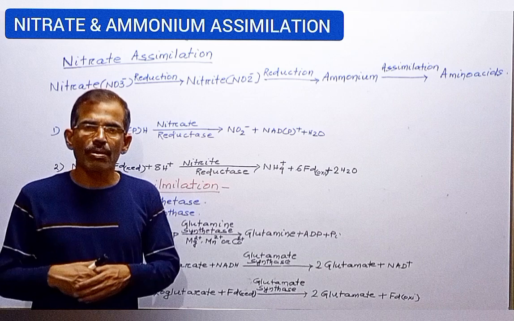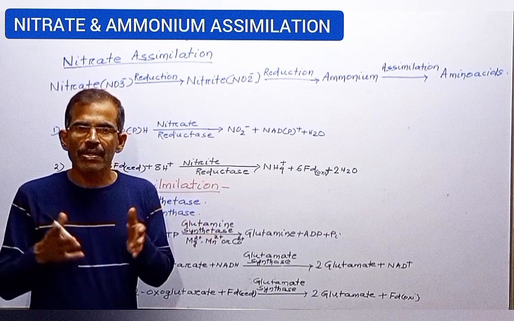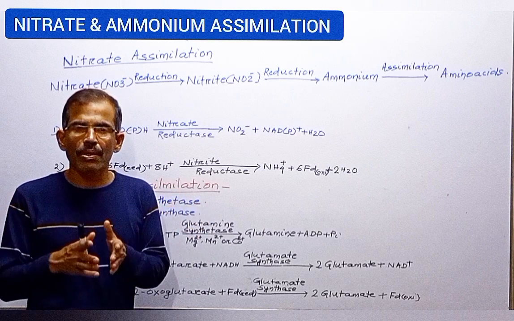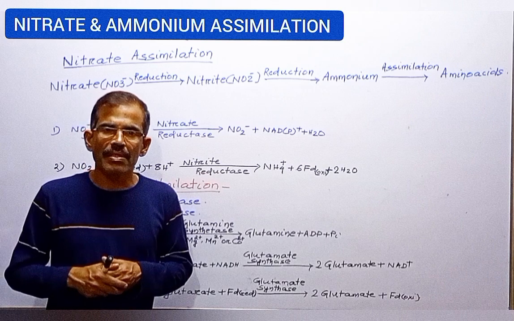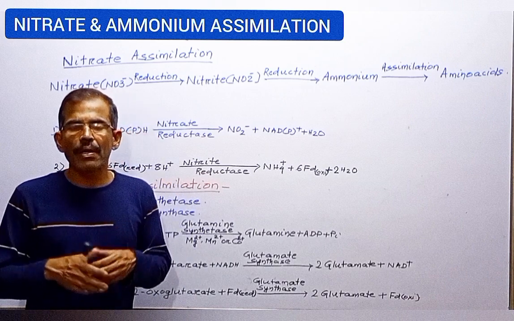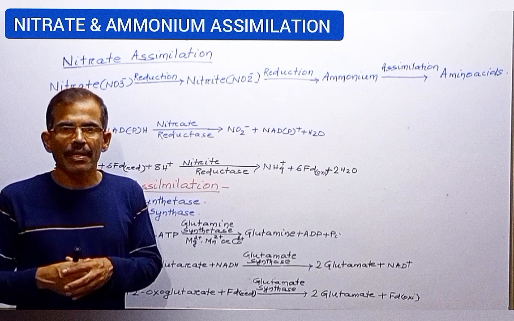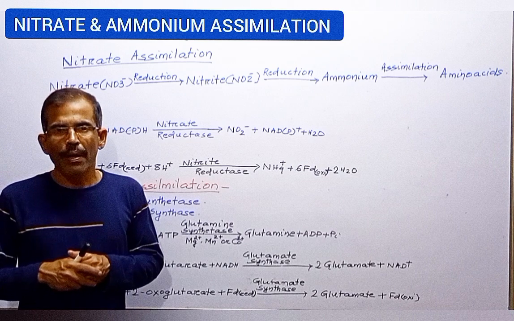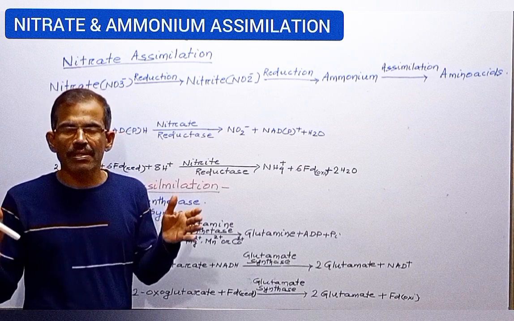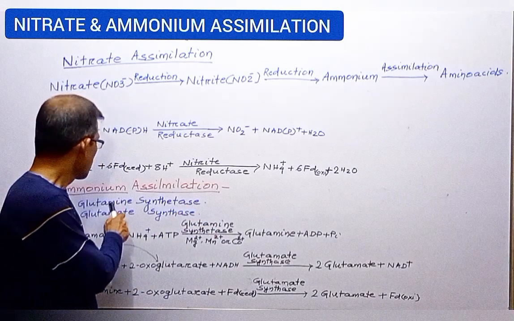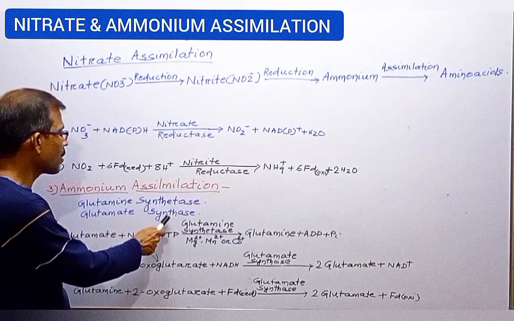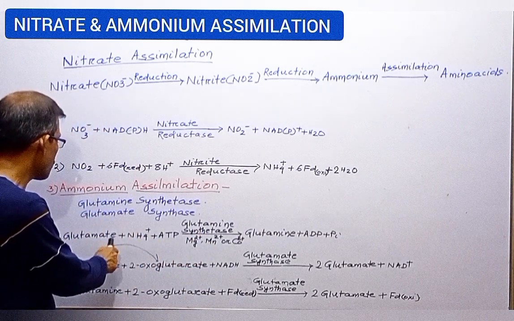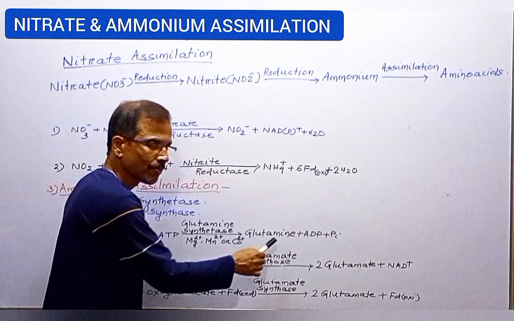Next step is ammonium assimilation, in which the nitrogen in ammonium is converted into the amide nitrogen of amino acid glutamine. Plant cells avoid ammonium toxicity by rapidly converting ammonium generated by nitrate assimilation or photorespiration. The primary pathway for this conversion involves the sequential action of enzymes glutamine synthetase and glutamate synthase. Glutamine synthetase combines ammonium with glutamate to form glutamine.